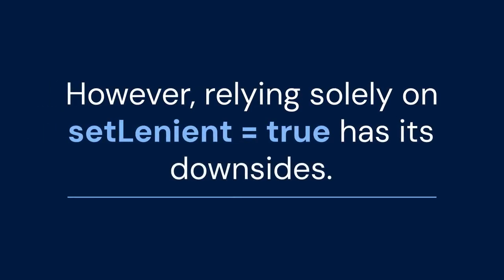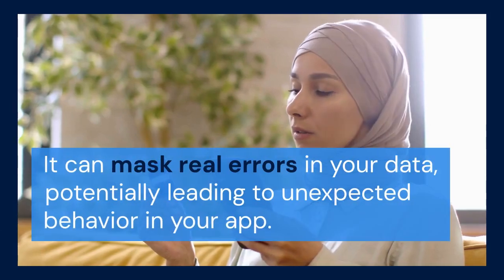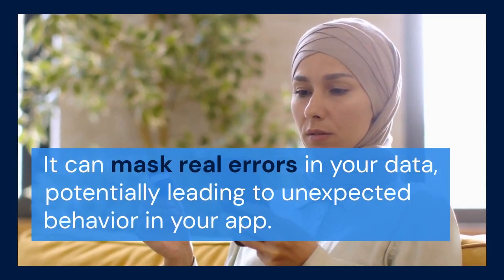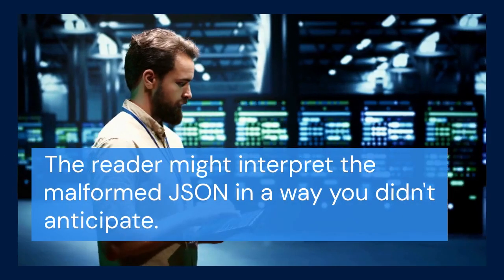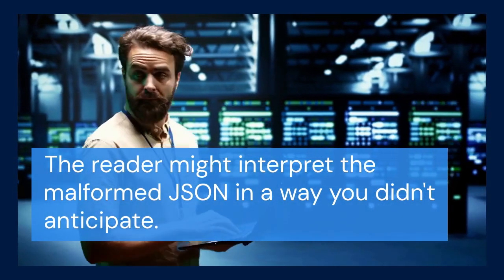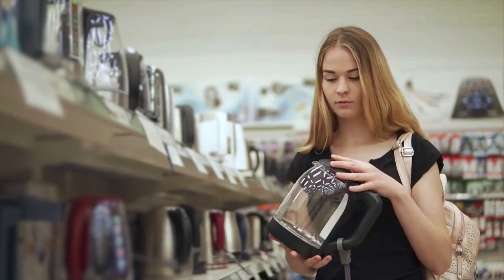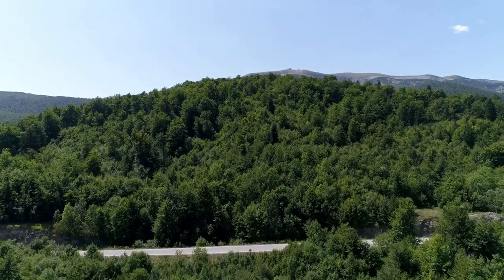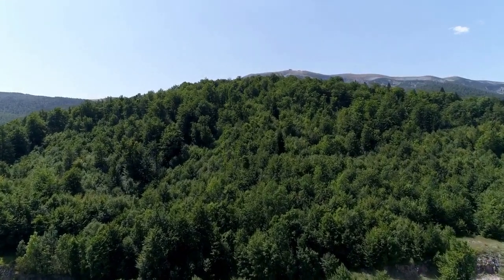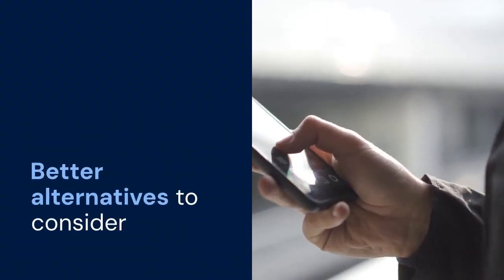However, relying solely on setLenient(true) has its downsides. It can mask real errors in your data, potentially leading to unexpected behavior in your app. The reader might interpret the malformed JSON in a way you didn't anticipate. Think of it as trying to understand someone who's mumbling. You might get the general idea, but you could also misinterpret them. What are some better alternatives?